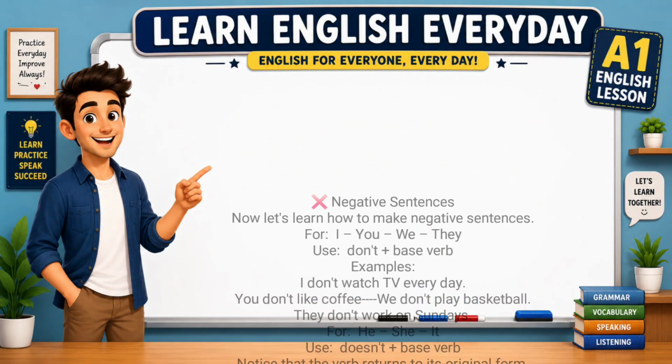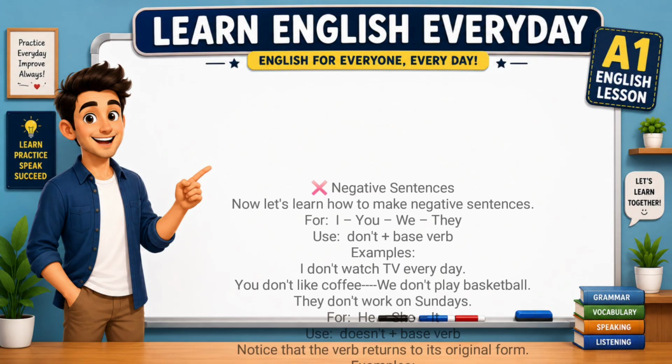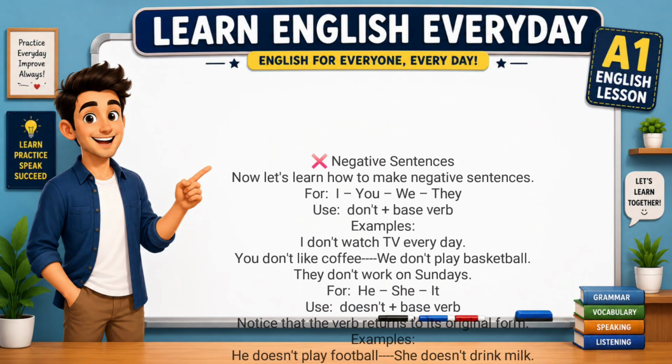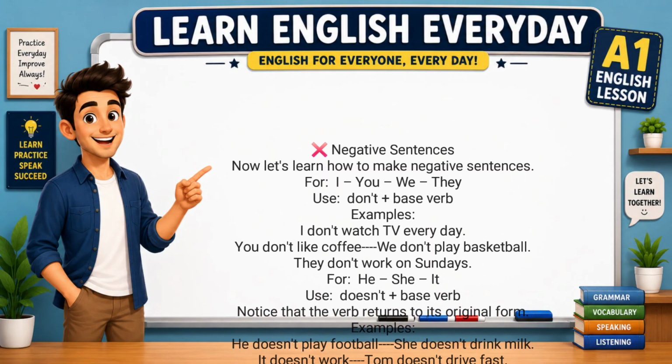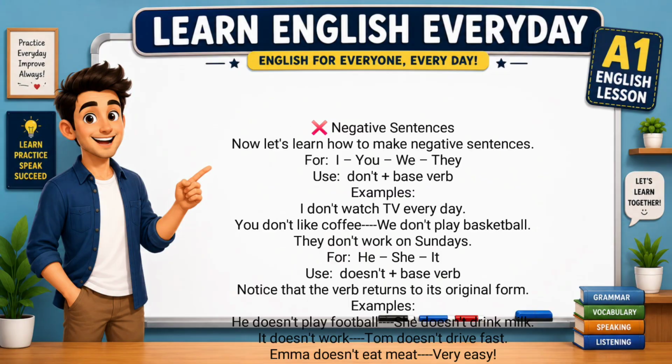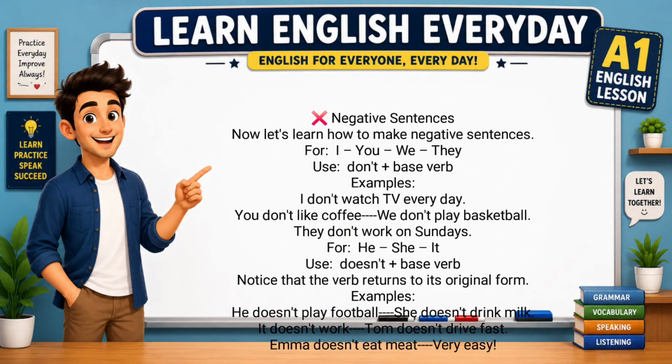Negative sentences. Now let's learn how to make negative sentences. For I, you, we, they. Use don't plus base verb. Examples: I don't watch TV every day. You don't like coffee. We don't play basketball. They don't work on Sundays.